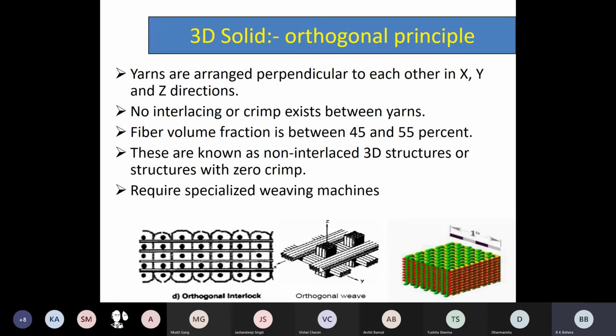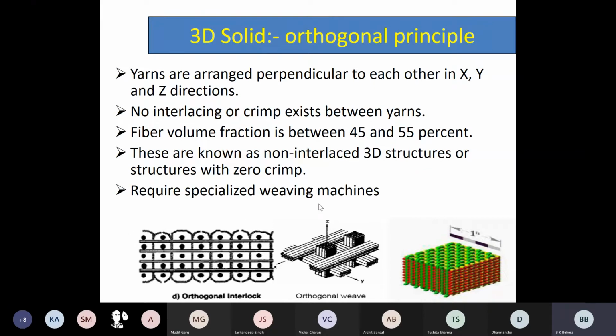You know what is interlacement? In weaving, we produce structure because of interlacement, and interlacement causes crimp in the yarn. Since there is no interlacement, we call this fabric a zero crimp fabric. And I told you what is the advantage of producing zero crimp fabric.